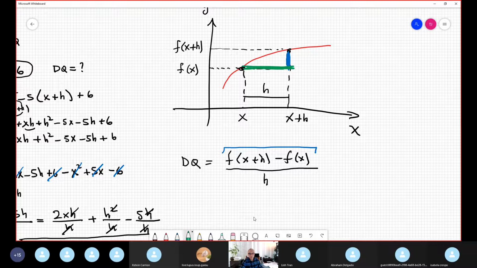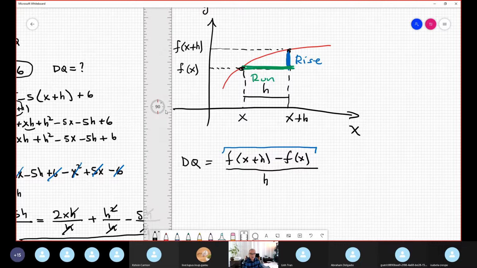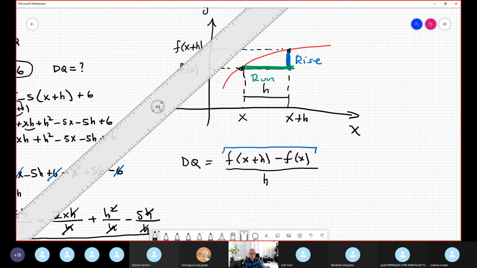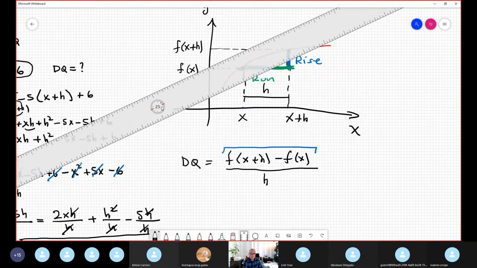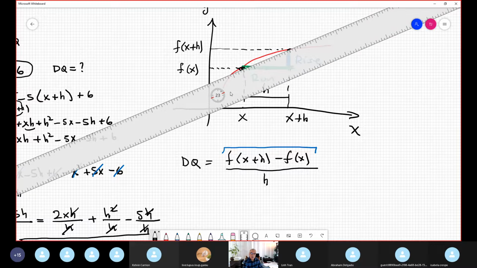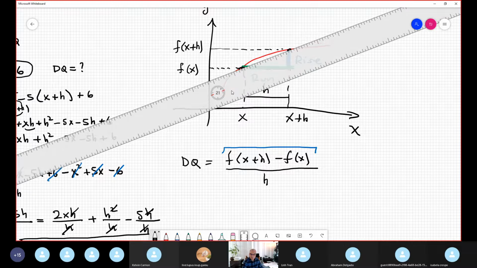So what is the interpretation? What is this ratio? It's like rise over run. I suppose you remember the slope definition. It's the slope of the secant line. So we have a line. Look, let me show you. We have a line connecting this point. Actually, a secant line because it crosses 2 points.